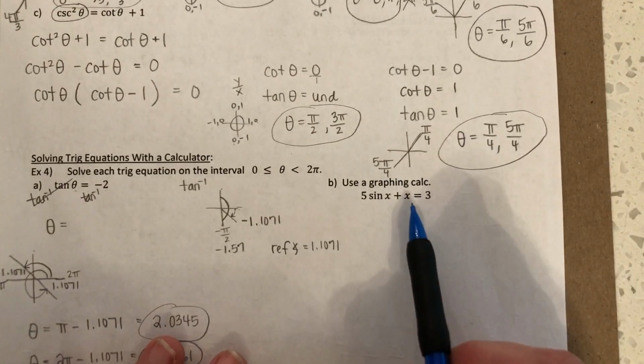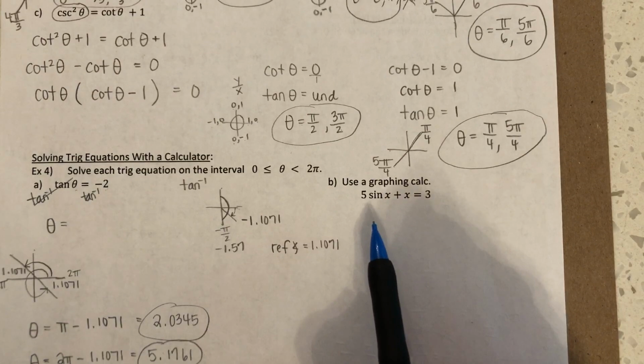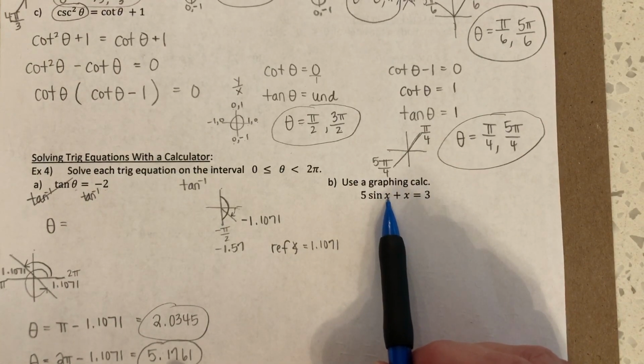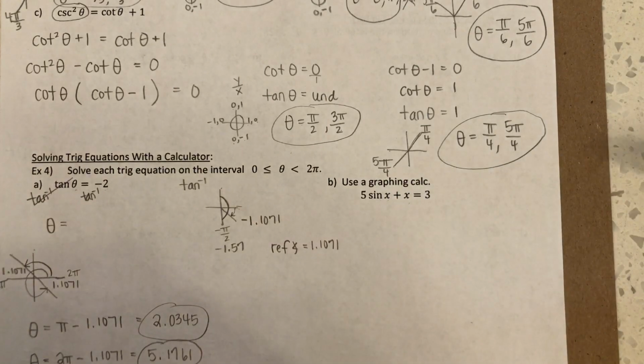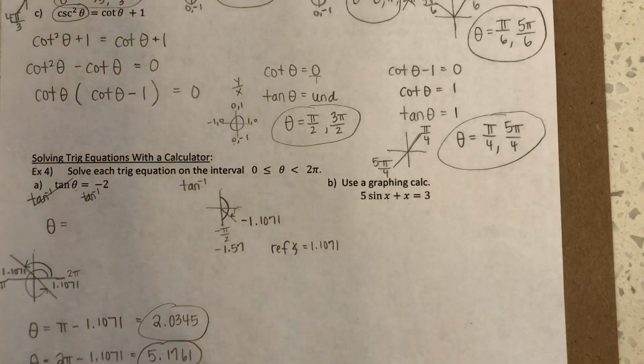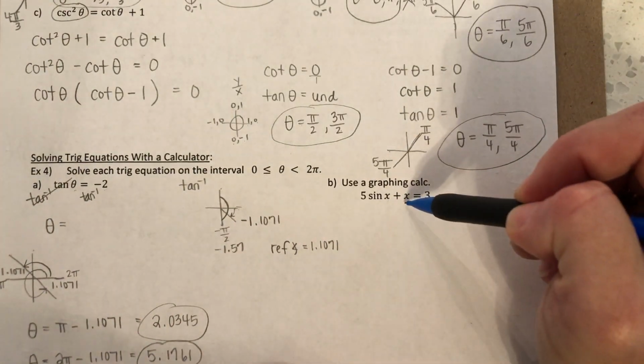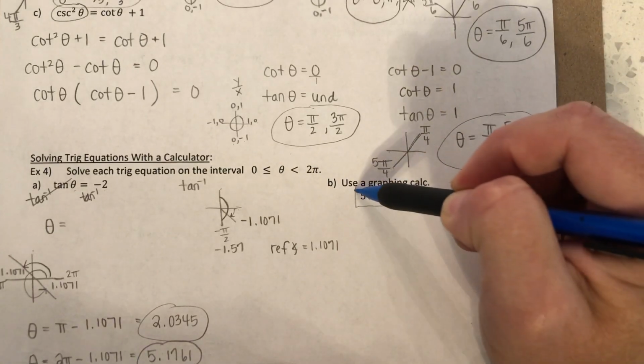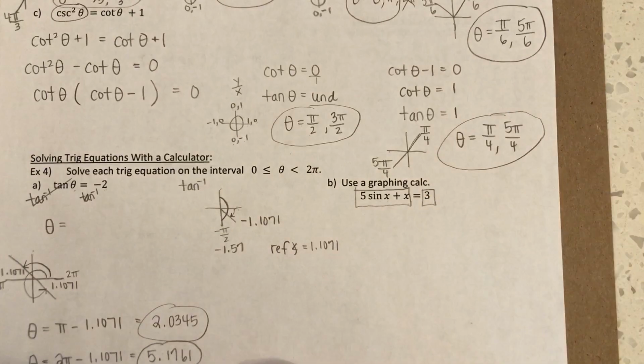All right, last one. The last one is actually a graphing calculator question. It says use a graphing calculator. This one's hard to solve because even if you tried to get sine x by itself, you have another x on the outside of this function. So what they're going to ask you to do is treat the left side and the right side separately. When does the left side of the equation equal the right side?